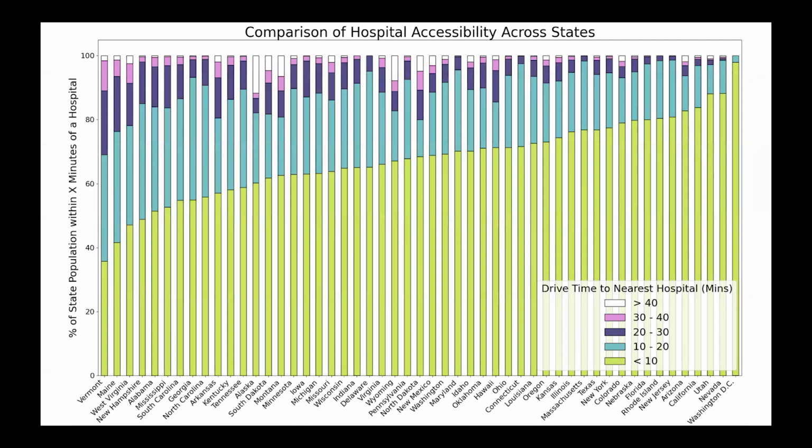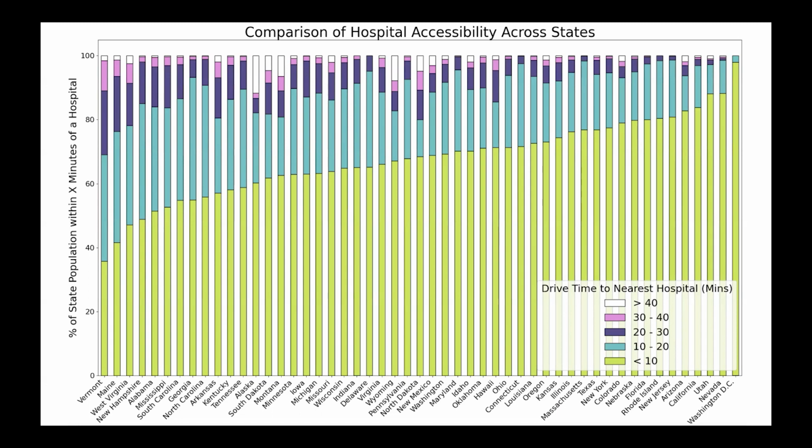The next step was breaking down hospital accessibility across all states and Washington, D.C. Here, the color scheme is the same, but a little tweaked. The state with the lowest population percentage within 10 minutes of a hospital is Vermont. The highest is Washington, D.C., even though it's not technically a state.